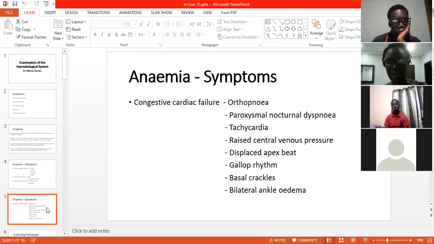Then they have tachycardia, increased heart rate, raised central venous pressure, which usually is seen as an increased JVP on the neck. So you see that the neck veins are distended. Then the apex beat might be displaced. So when you check the apex beat, it will be in a position further from where it's supposed to be. You can hear a gallop rhythm when you auscultate. You can also hear basal crackles when you listen with a stethoscope. And then when you examine the ankles, there will be bilateral ankle edema. So all these are symptoms of heart failure.